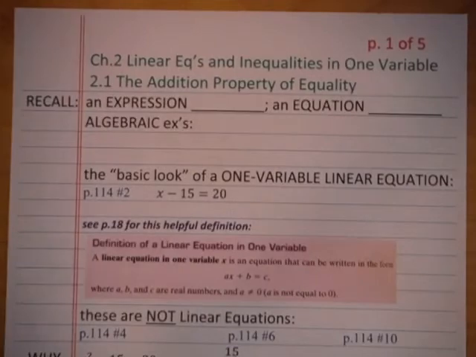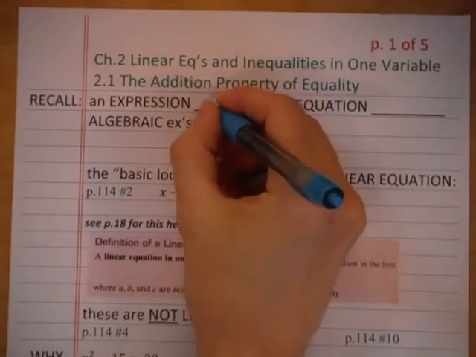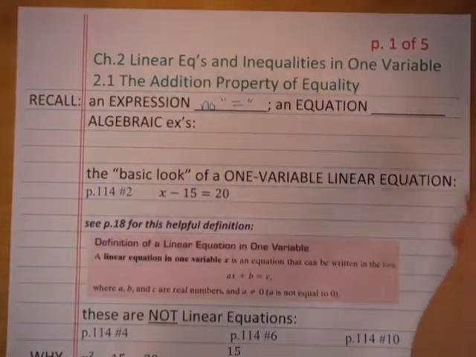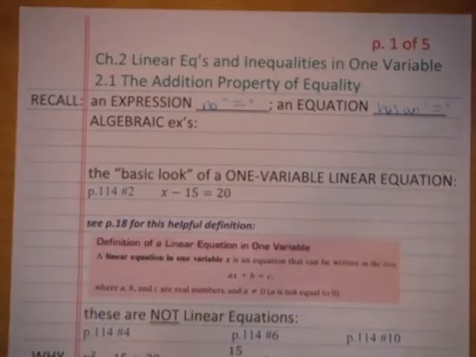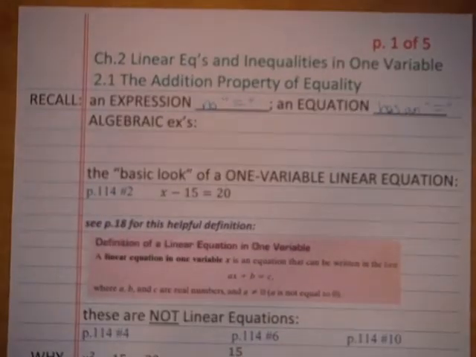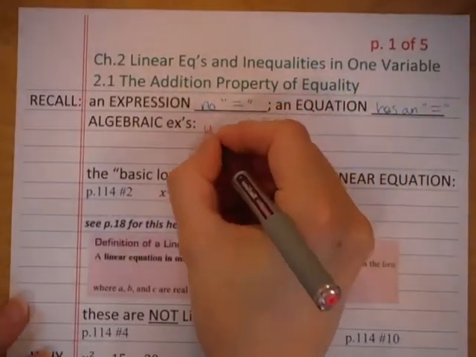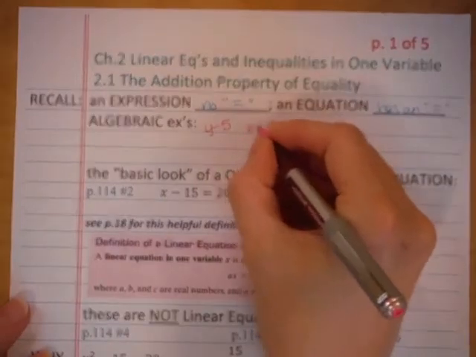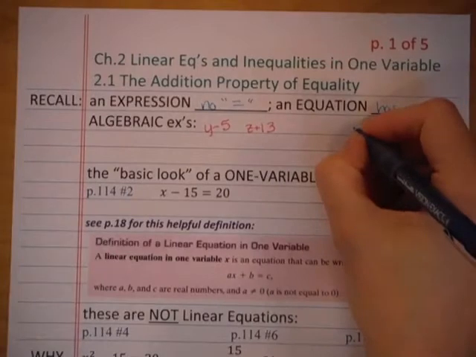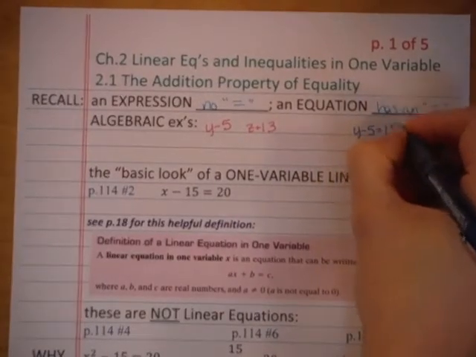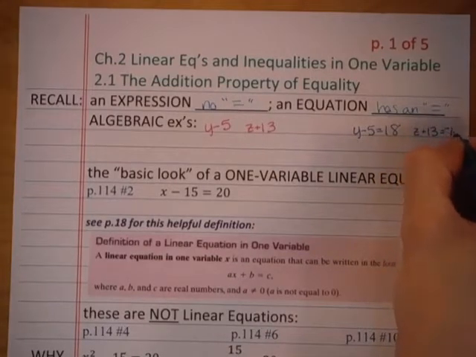Okay, so we want to recall the differences between an expression and an equation. An expression, there's no equal sign. And an equation, of course, has an equal sign. That's the difference between an expression and an equation. So some algebraic examples of each here. An expression might look like y minus 5 or z plus 13. An equation example might be y minus 5 equals 18, or z plus 13 equals negative 15.